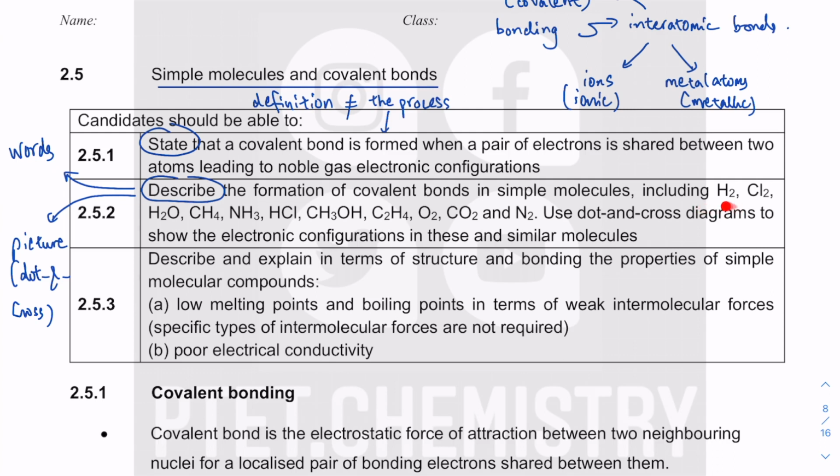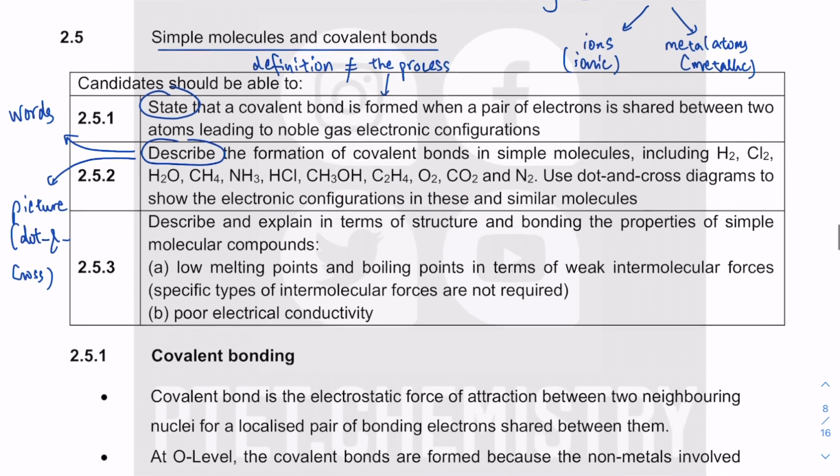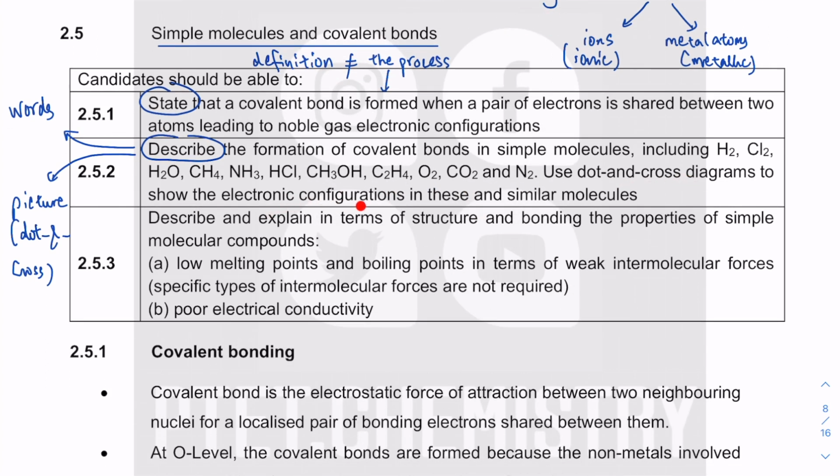We'll apply this to these particular case studies: hydrogen, chlorine, water, methane, CH4, ammonia, NH3, hydrogen chloride, HCl, methanol, CH3OH, ethene, C2H4, oxygen, carbon dioxide, and also nitrogen. You have to use the dot and cross to show the electronic configurations in these, and importantly, in similar molecules. Just because these are in the syllabus doesn't mean they cannot ask you anything else, because they say and similar molecules. This is the dangerous bit, because students always just think I just need to know this, but if you know this, you should be able to apply it to similar molecules.